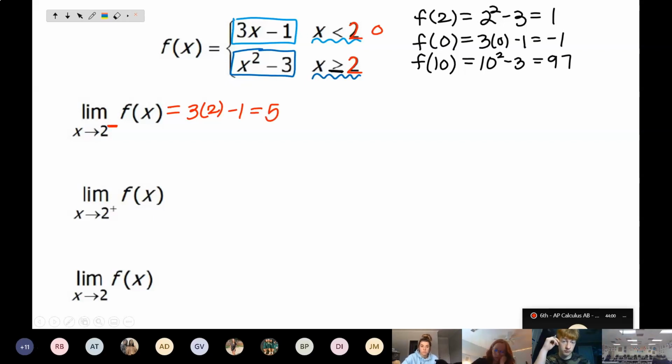Likewise, if I want to find the limit as x goes to 2 from the right, that's coming in from the positive side of 2, so I would use the second one. I would have 2 squared minus 3, 4 minus 3, which gives me 1. So then the main idea for limits: if I just want to find the limit as x goes to 2 overall, technically, which piece of the piecewise will I need to use?